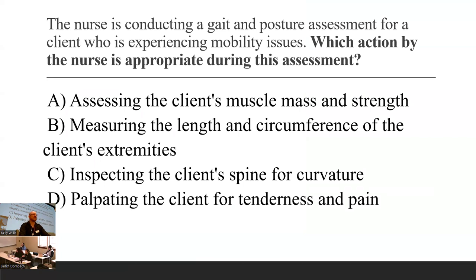A nurse is conducting a gait and posture assessment for a client who is experiencing mobility issues. Which action by the nurse is appropriate during this assessment? And the key part of this question is conducting a gait and posture assessment. So assessing the client's muscle mass and strength. Anybody think that one? Measuring the length and circumference of the client's extremities. Inspecting the client's spine for curvature. Updating the client for tenderness and pain. So since we're assessing the gait and posture, it's going to be inspecting the client's spine for curvature.